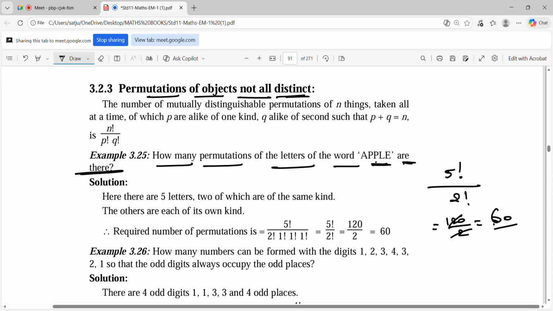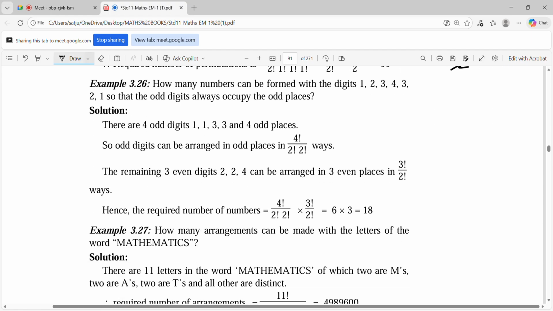Guys, getting? How many permutations of the letters of the word? They will not mention the word permutation, because permutation means you will directly use it. They will mention in how many ways the letters of the word apple are arranged, or in how many possible ways. Like that they will give you. Understood?